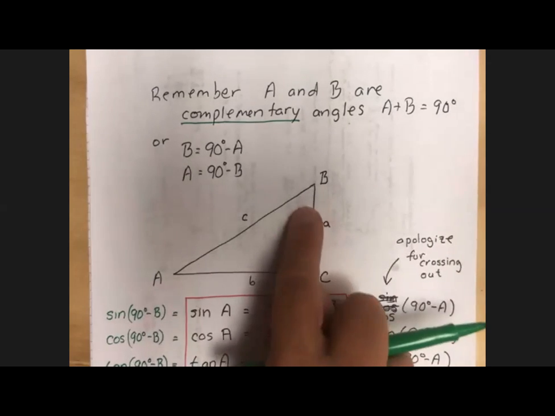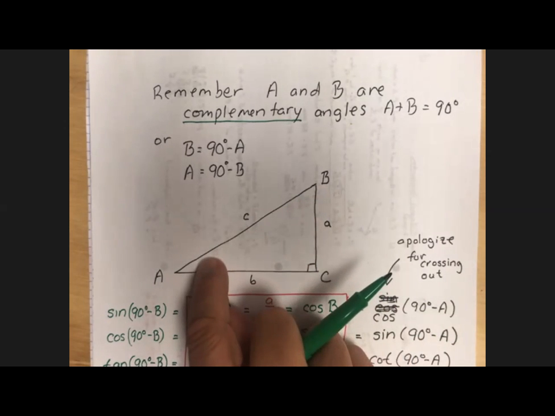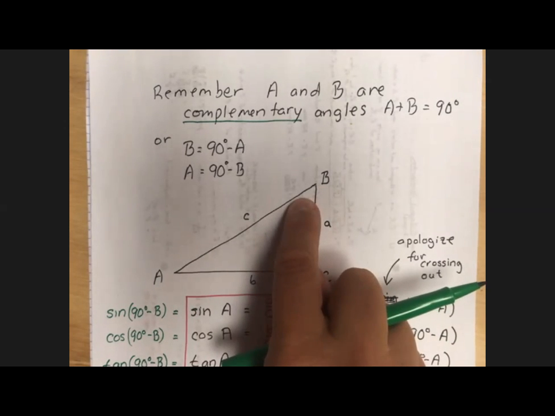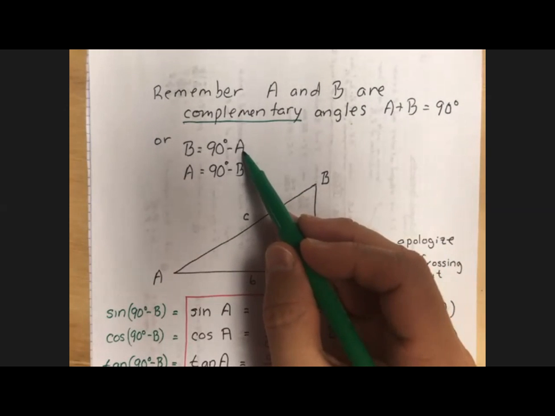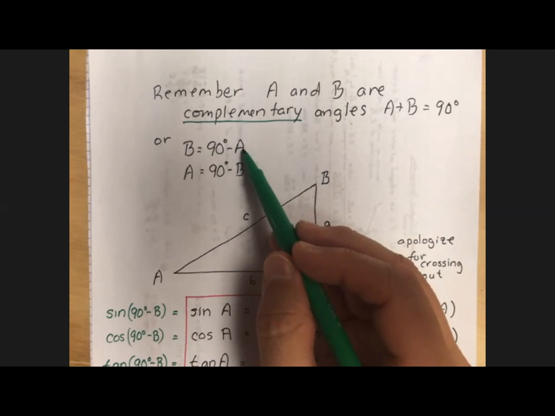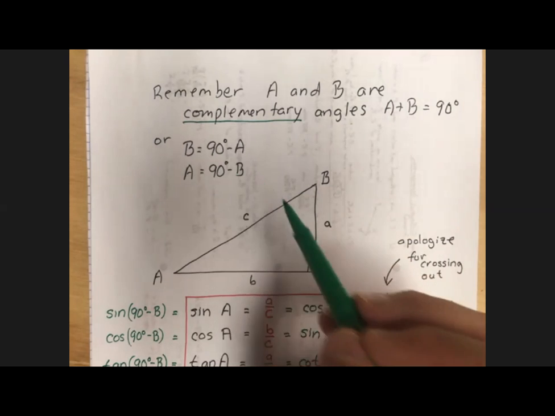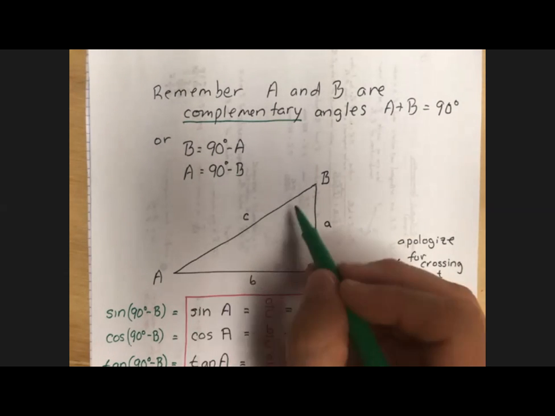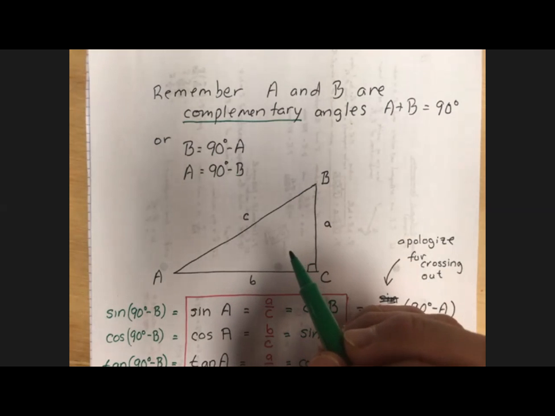And if A is 10, B is 80. Or if A is 73, B is 17. Now the math way of saying that is whatever A is, B is 90 minus that. And whatever B is, A is 90 minus that. So you could write that as the angle measurement, guaranteed in any right triangle.